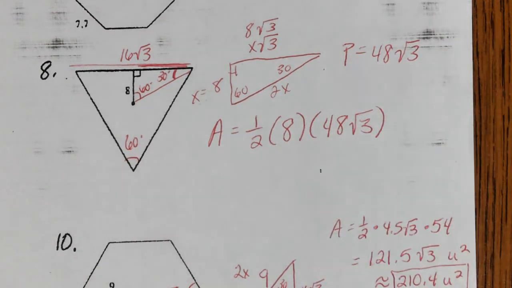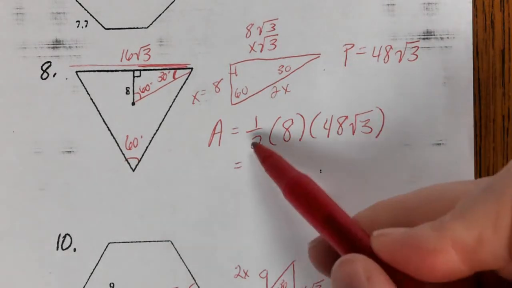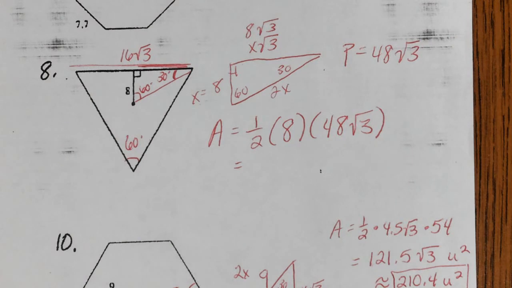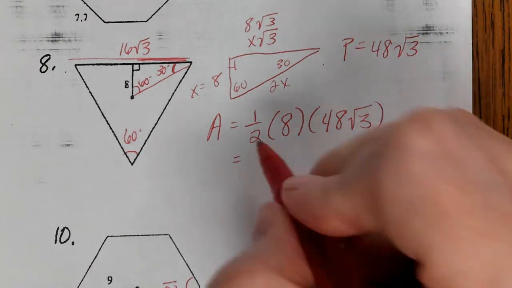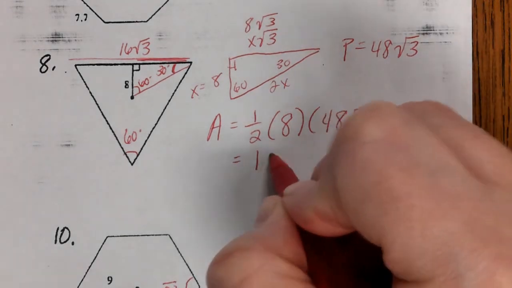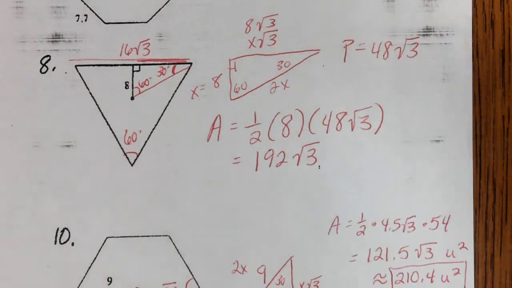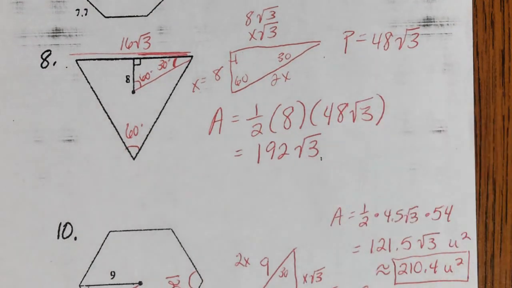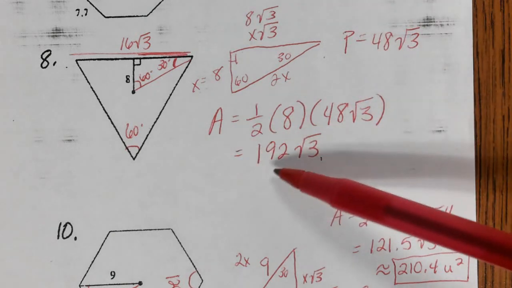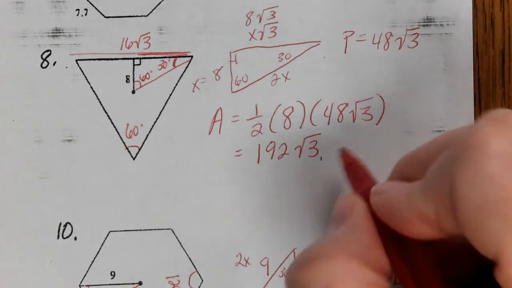Okay, so what's half of 8? 4. What's 4 times 48? 192. Okay. So that right here, what I just wrote, is technically the exact answer, but the directions say round to the nearest tenth. So put 192 square root of 3 into your calculator.